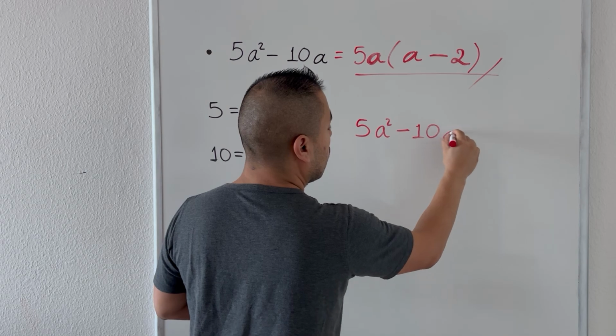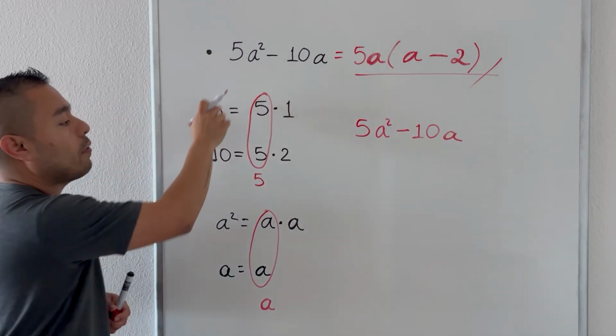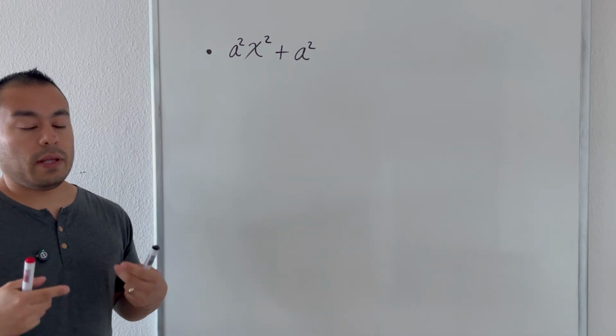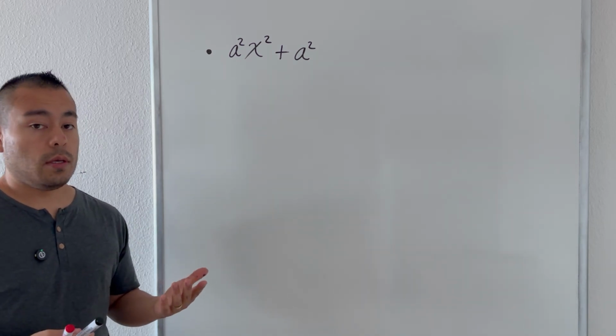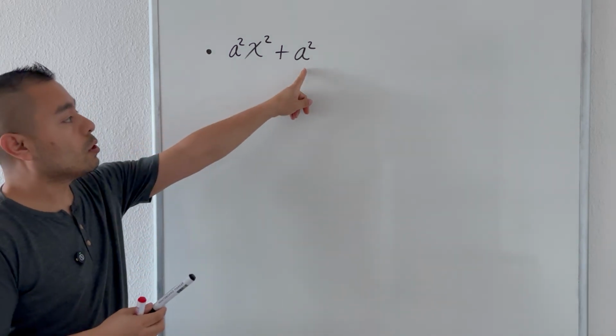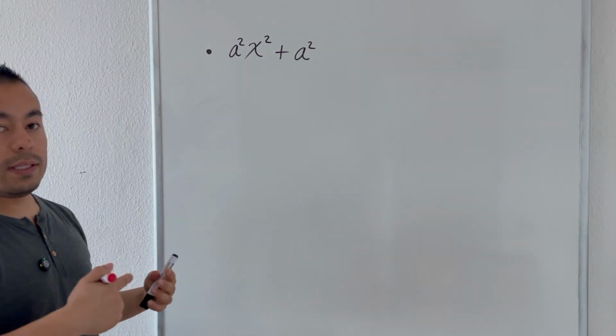And the variable a. And this is exactly what we have over here. For a second example, we have something quite similar. We have also an expression of two terms. In this case, you can observe that we have a squared over here and a squared over here as well. So I will do it directly.